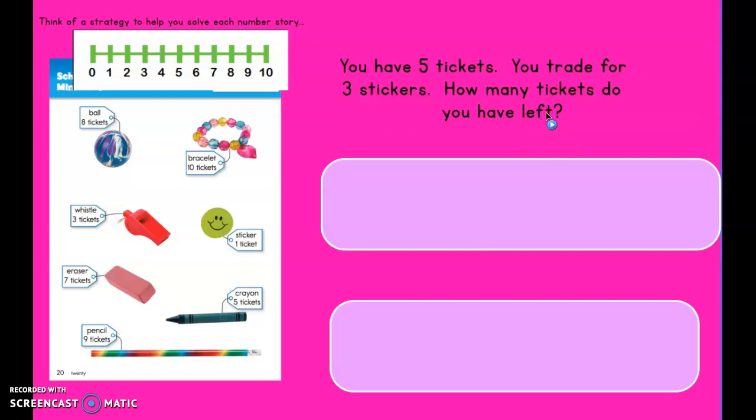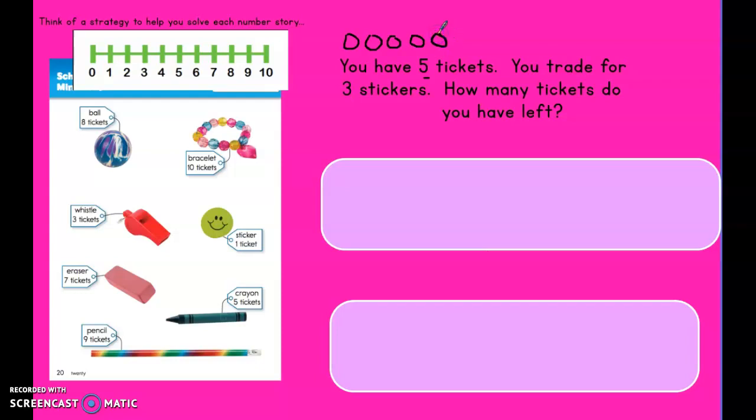So if I look at this first problem, let's read it. It says you have 5 tickets. You trade for 3 stickers. How many tickets do you have left? So you know in class a lot of times one of my favorite ways to solve these problems is to go ahead and draw a picture. So I know that I have 5 tickets to spend. So I'm going to draw. And you also know that I like circles because they're super quick to draw.